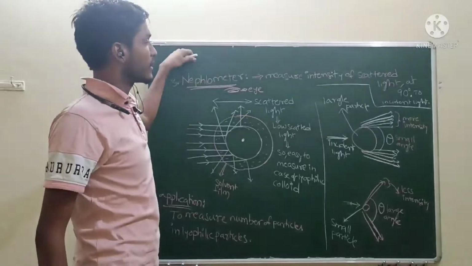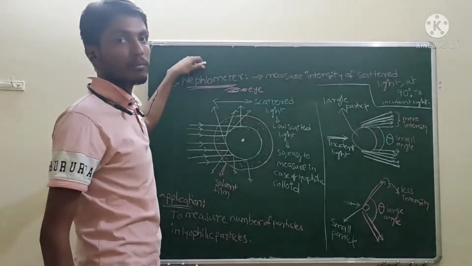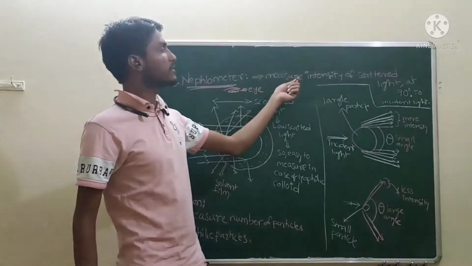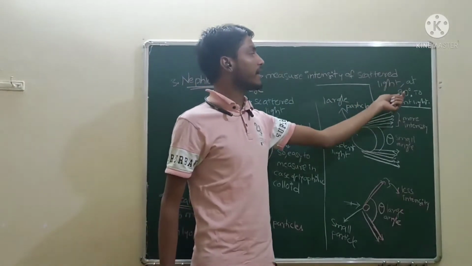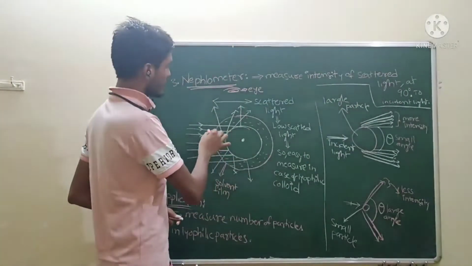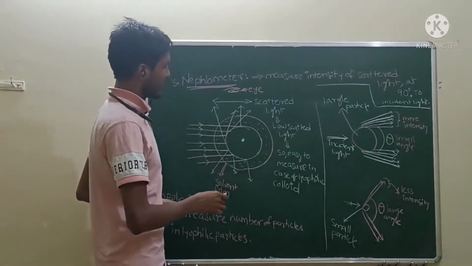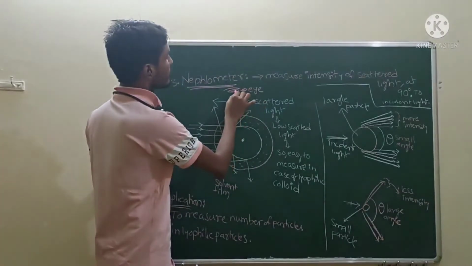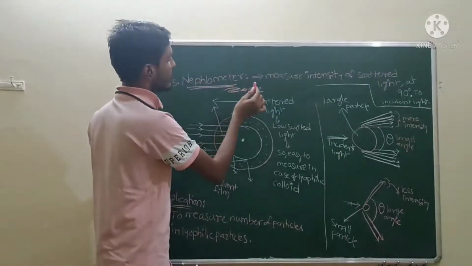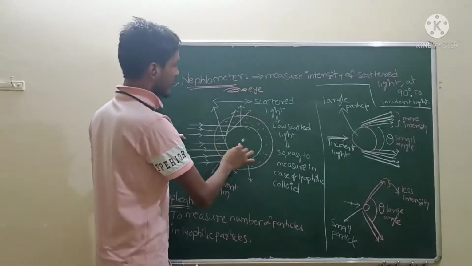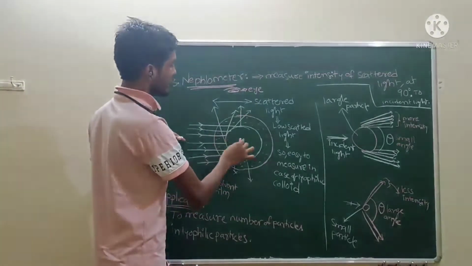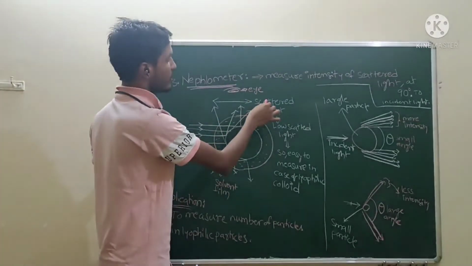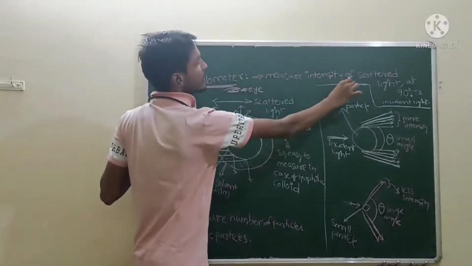Nephelometer, in the case of optical properties of colloidal dispersions. In the nephelometer, we can measure the intensity of scattered light at 90 degrees. See, this is the incident light, and these are the scattered light. I am observing from here, my eyes are here, at 90 degrees to the incident light. At the same time, I am measuring the intensity of scattered light.